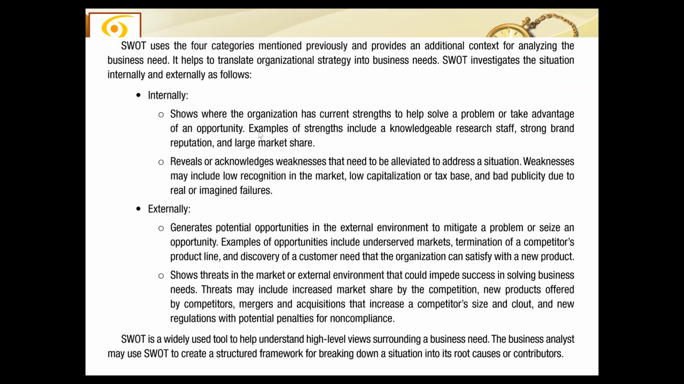Right. So internally we talked about the strengths and weaknesses, and externally we have opportunities and threats. Now you understand both of these things are risks, positive risk and negative risk.